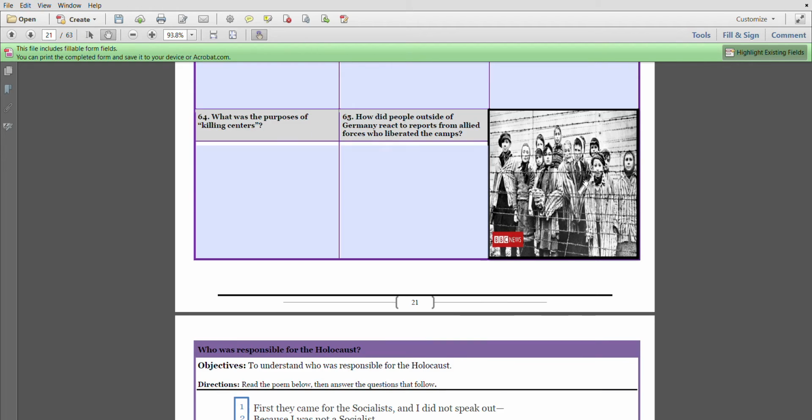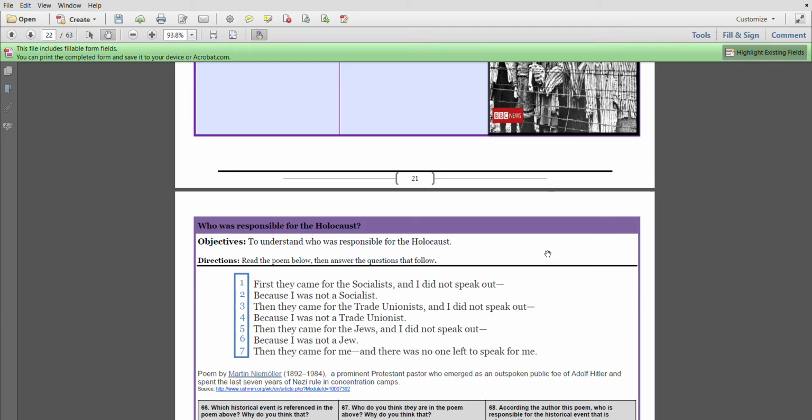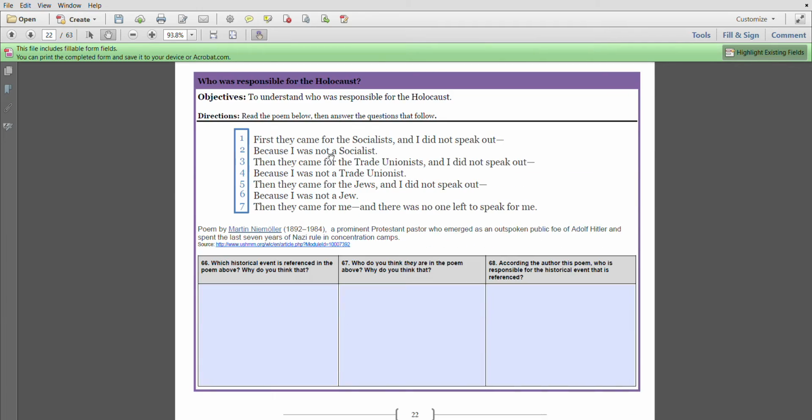Here you see the image of Jewish people behind barbed wire in one of the concentration camps from the BBC News. Page 22. Who was responsible for the Holocaust? Objective. To understand who was responsible for the Holocaust. Directions. Read the poem below, then answer the questions that follow.